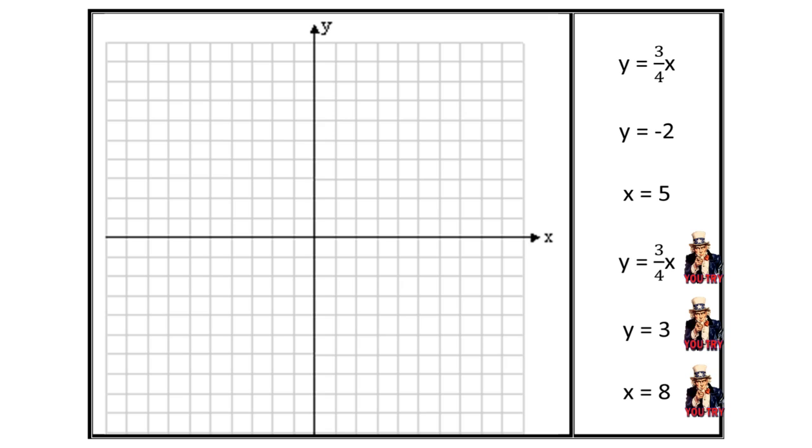Let's try a couple together. Y equals 3/4 x. Let's try to find our y-intercept and our slope. There is no y-intercept, so that means my y-intercept is 0. It's at the origin. I have a slope of 3/4, so I'm going to rise 3 and run 4. Connect the dots.